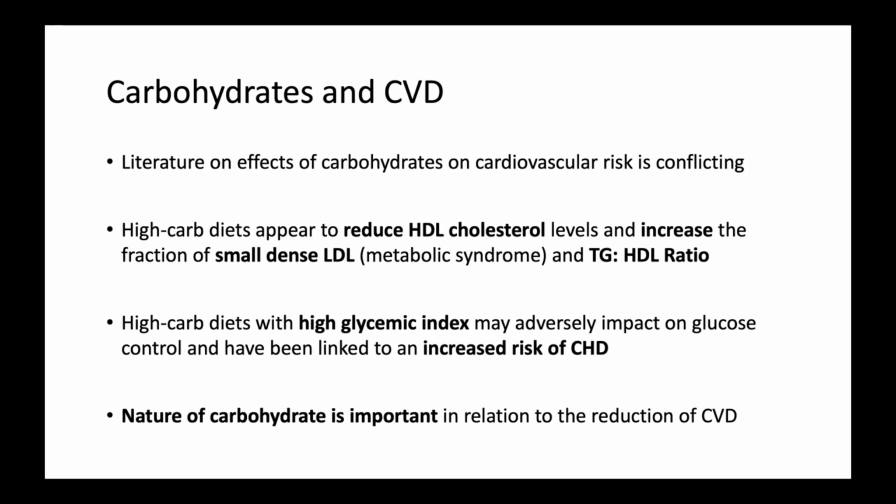So high carbohydrate intake, especially with high glycemic index food, may impact glucose control and has been linked to increased incidence of coronary disease. So the nature of carbohydrate is important in relation to the reduction of cardiovascular disease. If you see carbohydrate sources which have a low glycemic index, they are very protective. For example, fruits and vegetables are protective for the prevention of cardiovascular diseases.